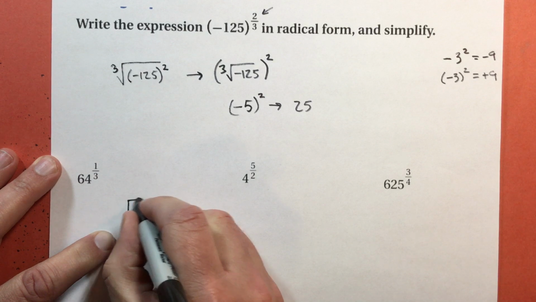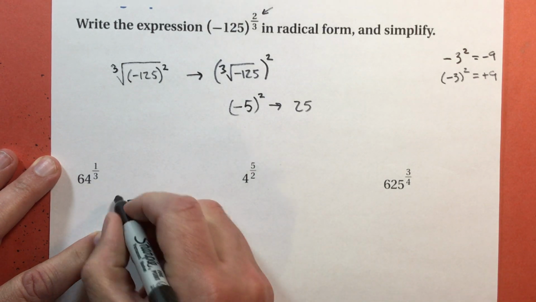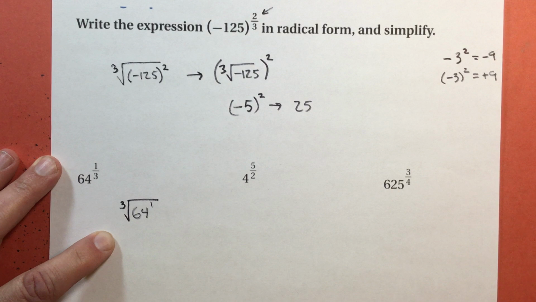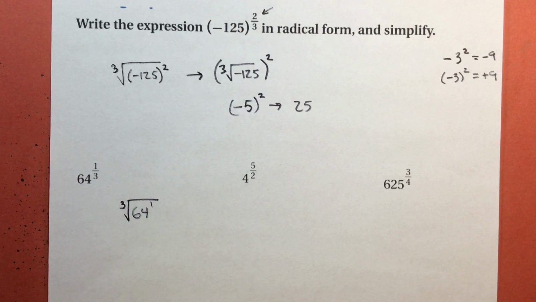Where does the 3 that's in the denominator go? That is the index of the radical. Okay? So what this means is 64 to the first power, that's just 64. Like I said, that'd be the same as if you didn't show the exponent.